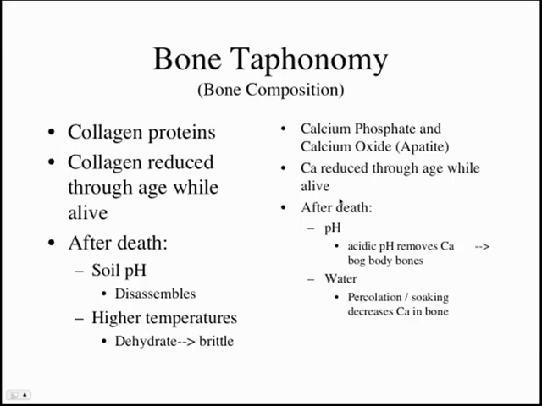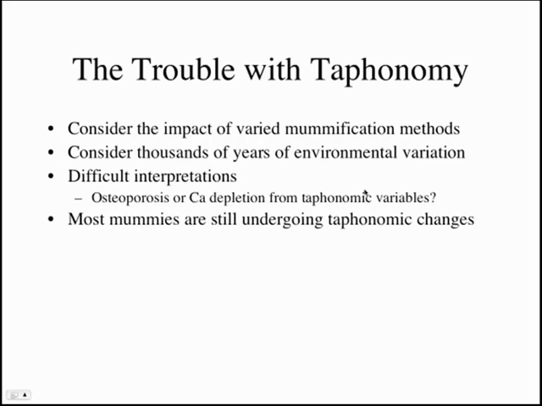Now let's look at the calcium. Calcium is reduced through age while we're alive. We know that, and that's what gives us our bone density. After death, though, an acidic pH removes the calcium. So the bog body bones are essentially shells. They're not solid anymore, but it's not osteoporosis. It's a factor of the taphonomy. And water percolation and soaking decreases the calcium in the bone as well. So we can also have decreased bone density brought on by taphonomy and not advancing age. So it's important to consider taphonomy when we consider the bioarchaeological record that is the mummy that we're talking about.